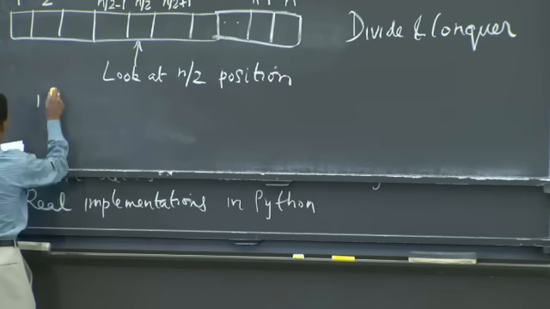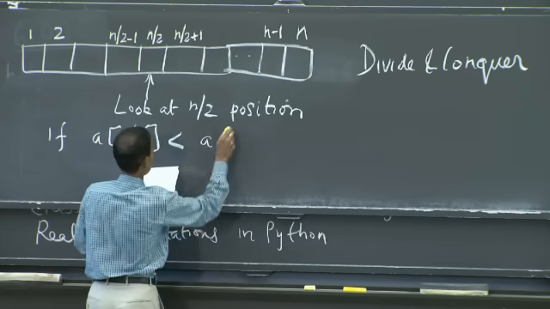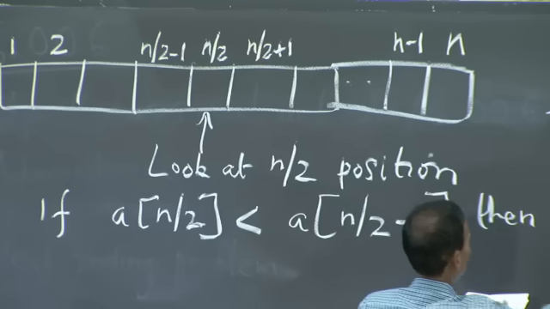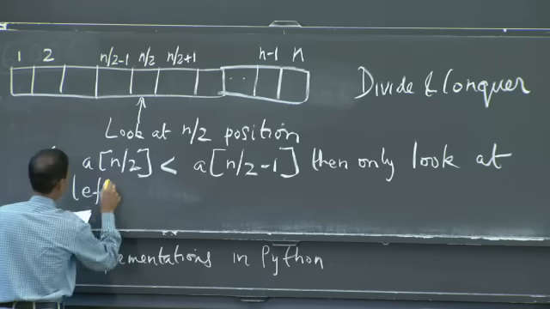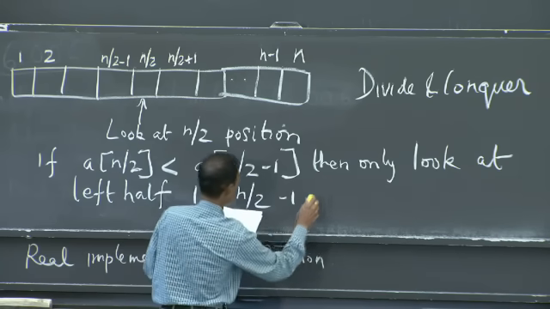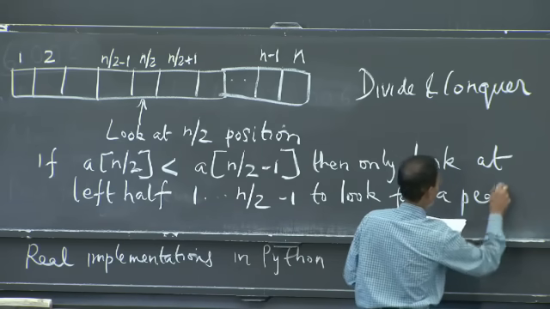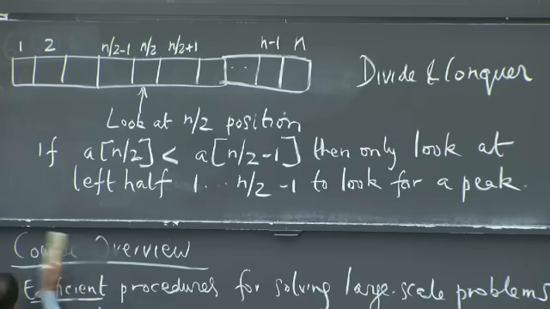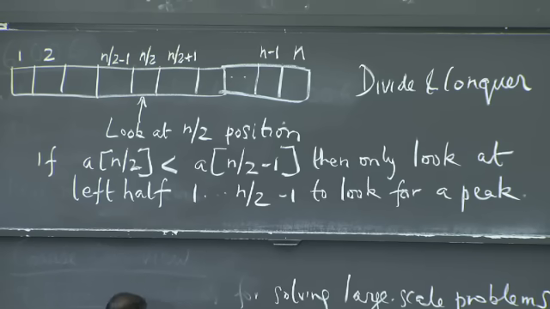So if a[n/2] is less than a[n/2 minus 1], then only look at the left half, 1 through n/2 minus 1, to look for a peak. Right? So that's step one. And I could have done the right-hand side or the left-hand side, it doesn't really matter. I chose to do the left-hand side first, the left half.